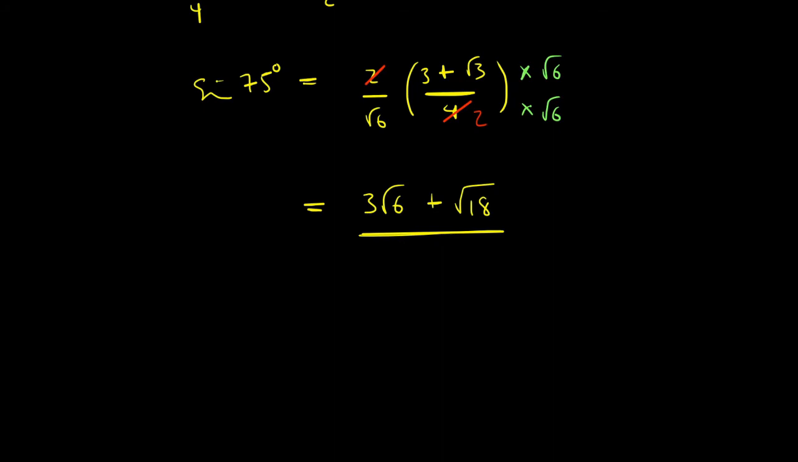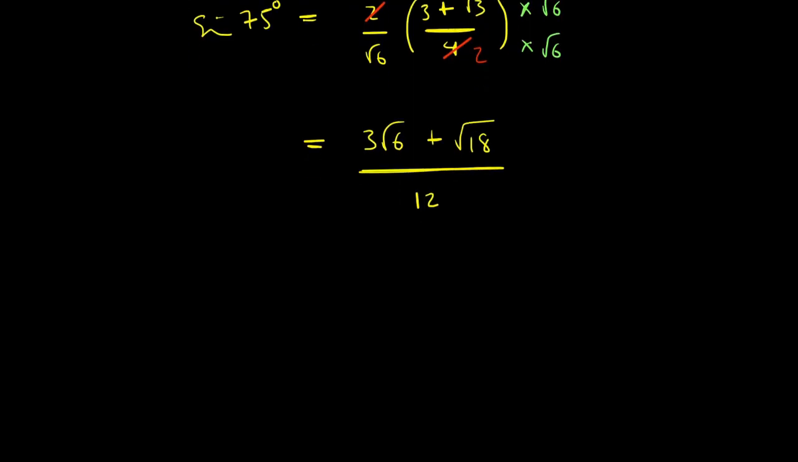root 6 times by root 6. Well, root 6 times by root 6 is 6. 6 times by 2 is 12. Okay, so the key thing is that thing times by that thing is 6, and we times by 2, we get 12. All right, well, what's root 18?